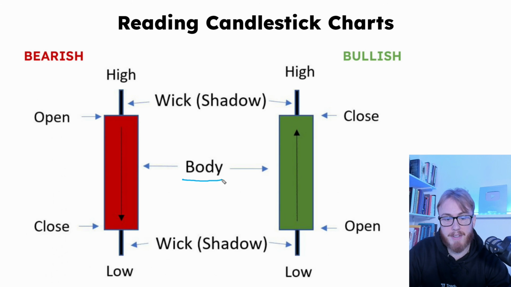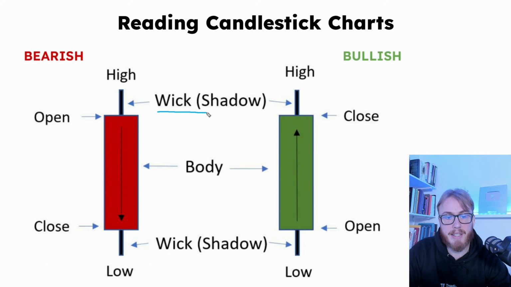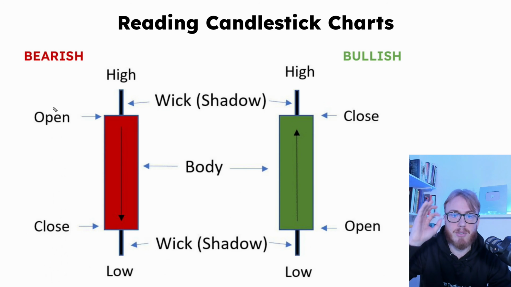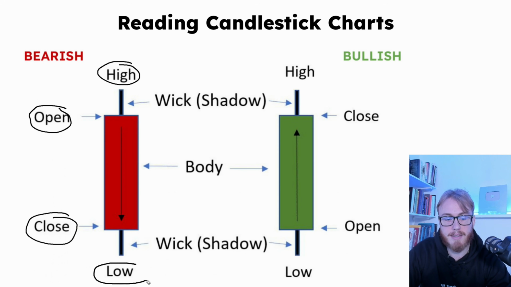First of all, we have the body here. And the body is basically the wide parts of the candles. So this part of the red candle and this part of the green candle is known as the body. We also have the wicks or the shadows, and these are basically the small lines here that are above or below the candles. But to actually read and understand the candles, we need to understand 4 more things. We need to understand the open, the high, the close, and the low.